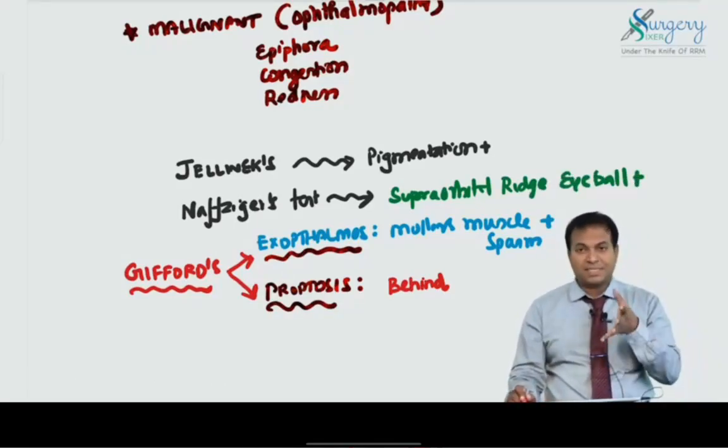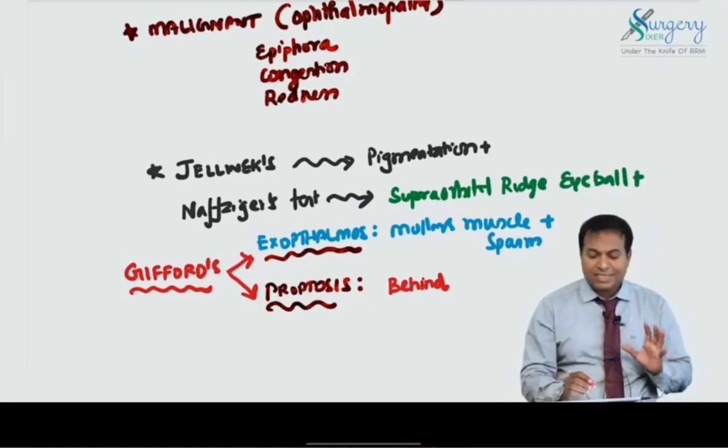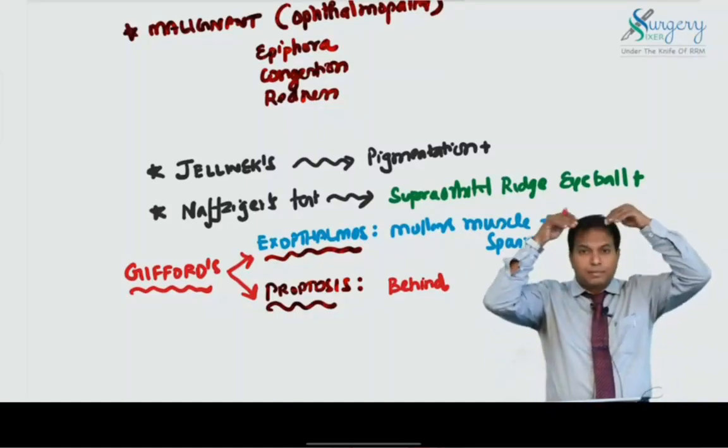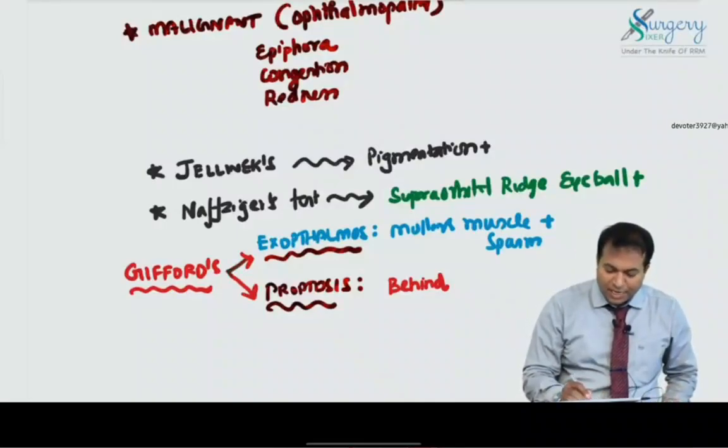So there is a classification based on Naffziger's test, which is not important for you. But remember, it is a rare test. Jellinek sign is pigmentation of upper eyelids. Naffziger's is examining the exophthalmos from the supraorbital ridge. From the supraciliary ridge, you have to examine. Gifford's test is to differentiate between exophthalmos and proptosis.